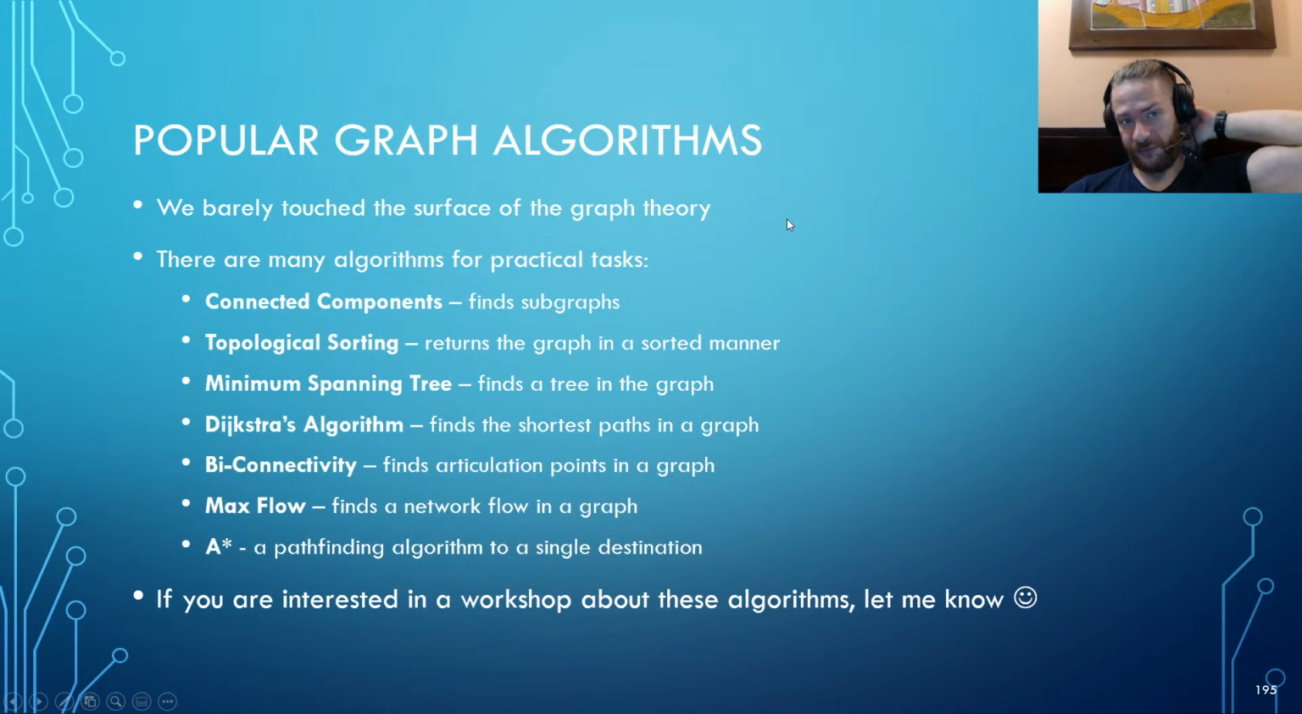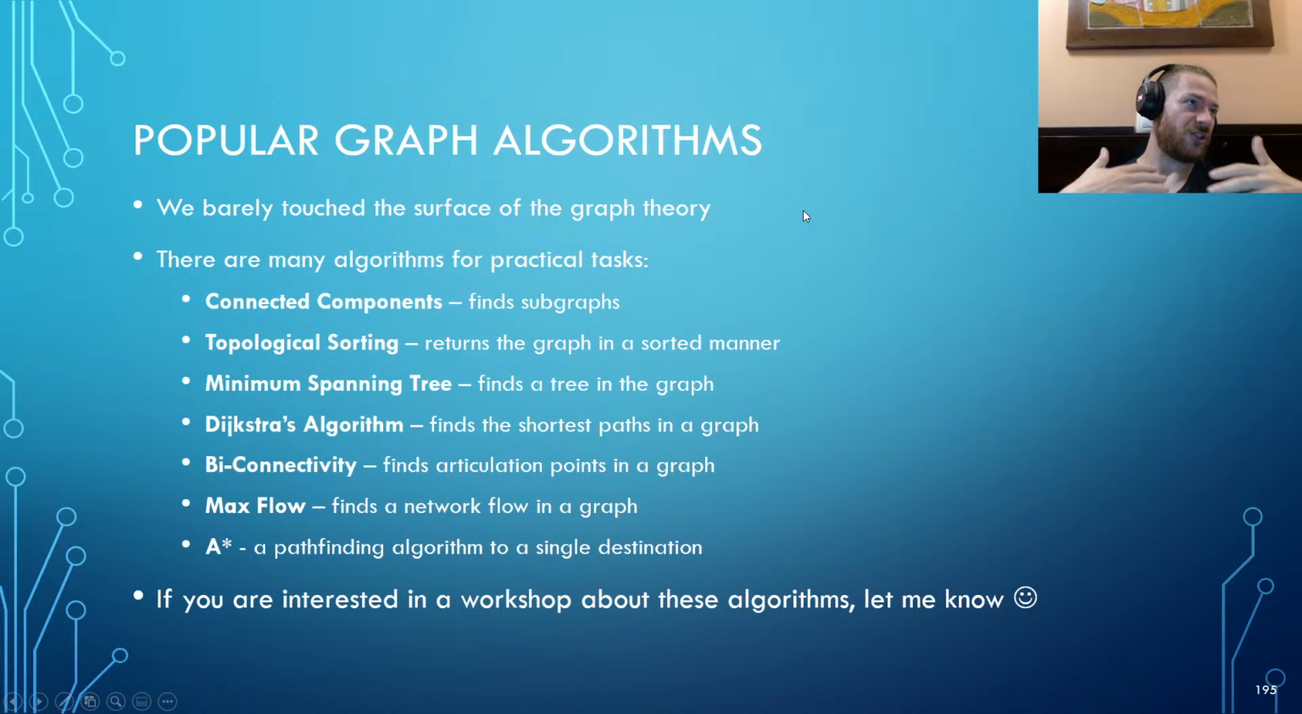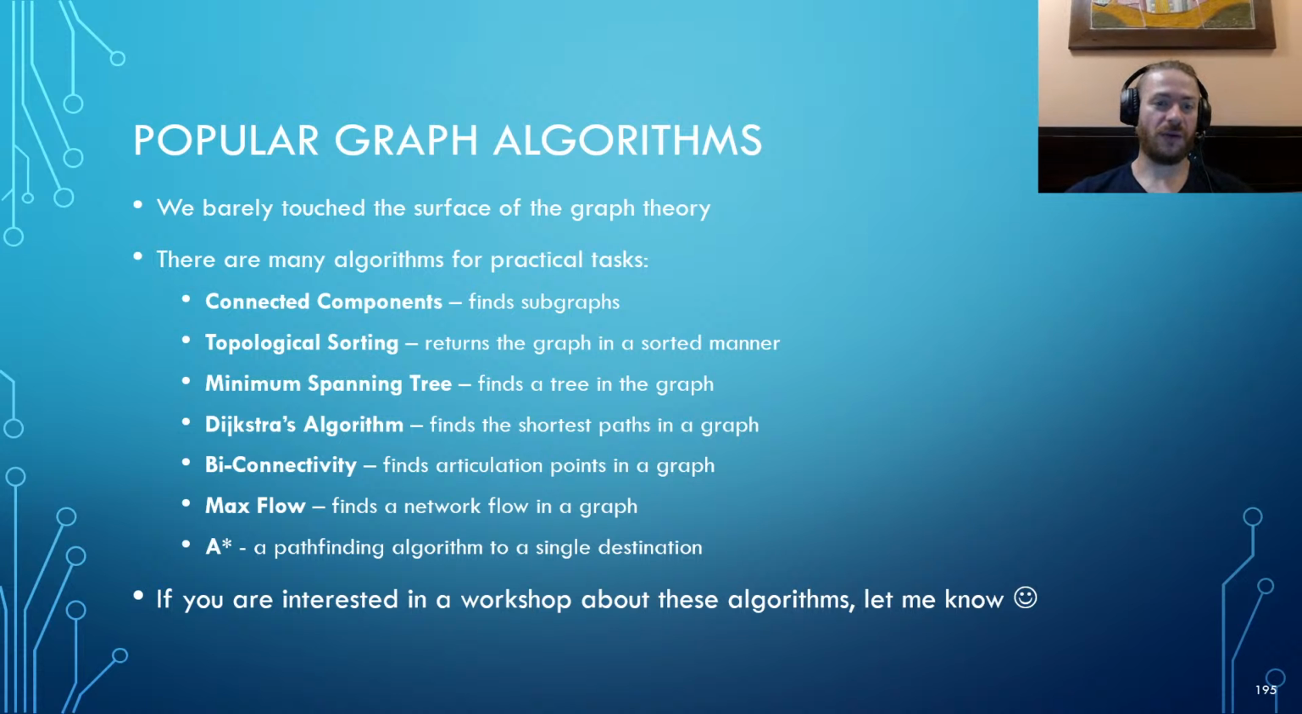There are a lot of graph algorithms which are very popular. We barely touched the surface. We just mentioned what a graph is and what the main theory behind it is. But we have a lot of algorithms. For example, connected components finds subgraphs. Topological sorting returns the graph in a sorted manner. It depends what sorted manner is, but still. A minimum spanning tree, which finds a tree in the graph.